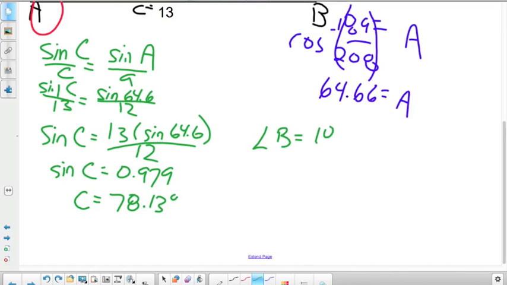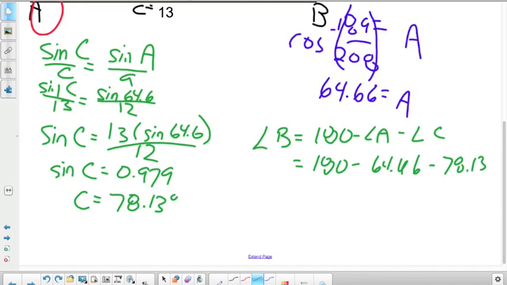is equal to 180 minus angle A minus angle C. So that's 180 minus angle A was 64.66 minus 78.13. So what is that? Okay. So that's how we get the rest of our angles.